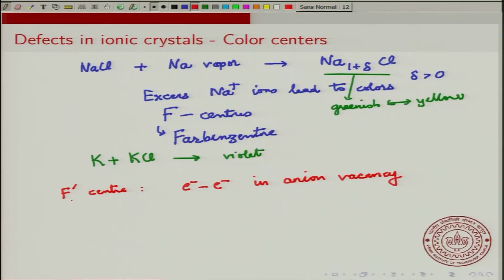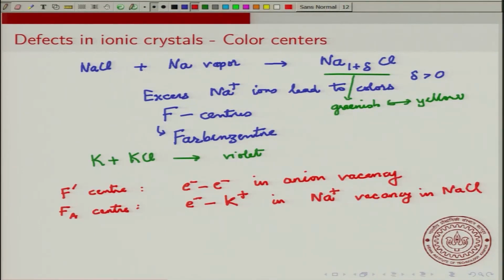You could have an FA center. This would be an electron and a K plus ion in an Na plus vacancy in NaCl. So this is a case where you have the sodium chloride structure, and in one of those sites the sodium atom is missing, and it's replaced by a K plus ion and an electron.